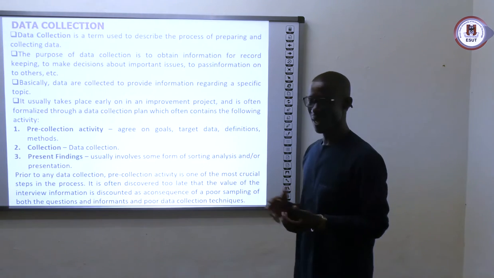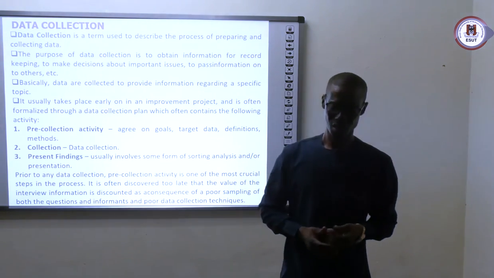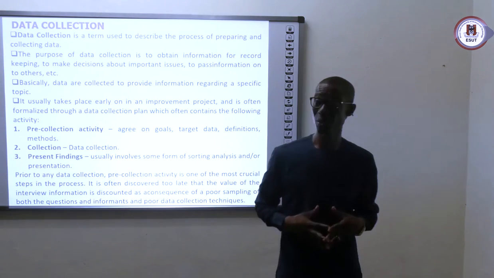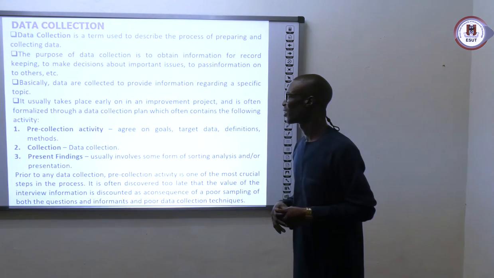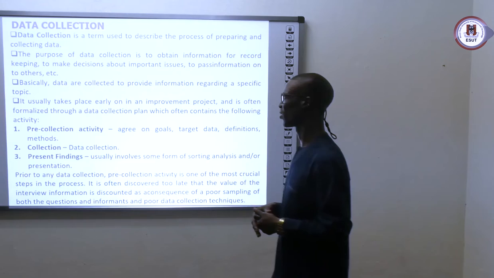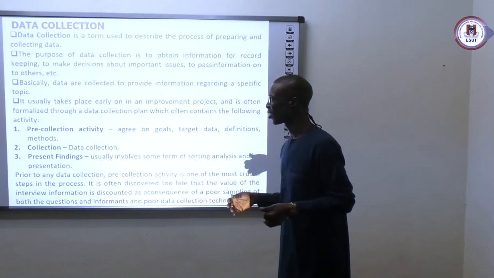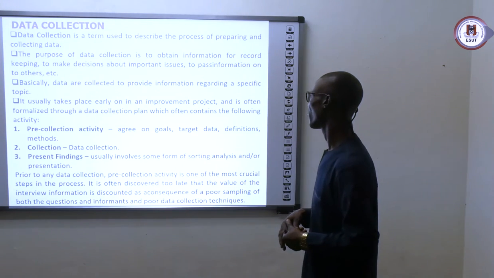What is data? Data is information. How do we procure information? The process of procuring information from the raw source is called data collection. So the purpose of data collection is to obtain information for record purposes or record keeping, and this is used to make decisions about important issues.